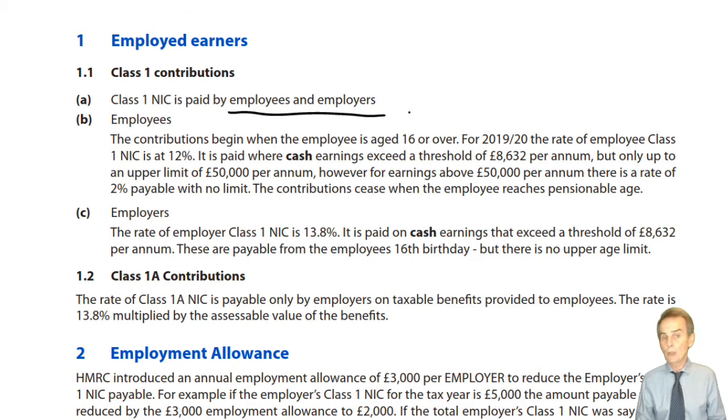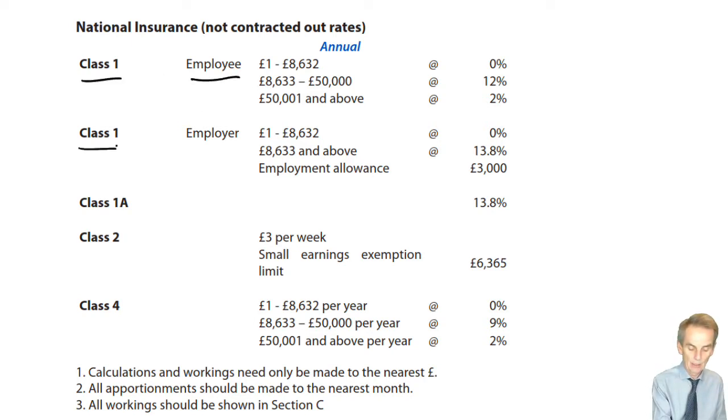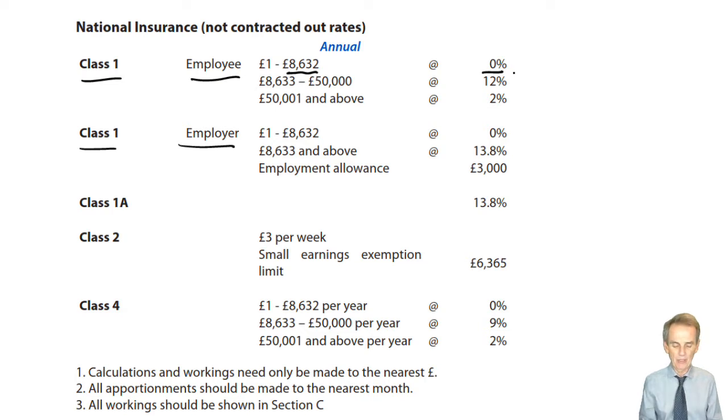So what will be useful as ever is that you go back to your rates and allowances page at the beginning of the study notes, and you'll see this particular page that you can now see in front of you on the screen, where we've got both Class 1 employee and Class 1 employer contributions. And what you can see there is that there are limits. There is a lower limit of £8,632, below which you do not pay. It is a rate of 0%.